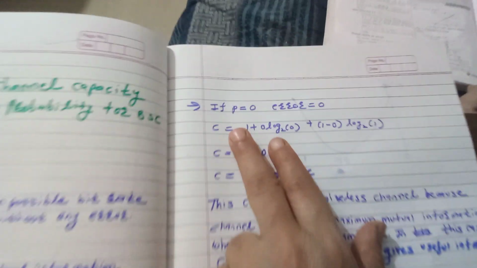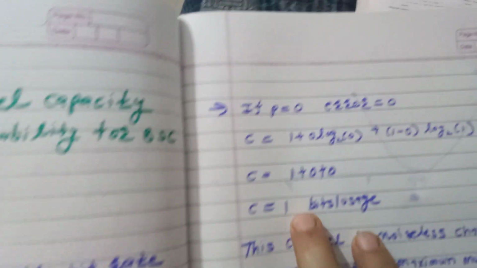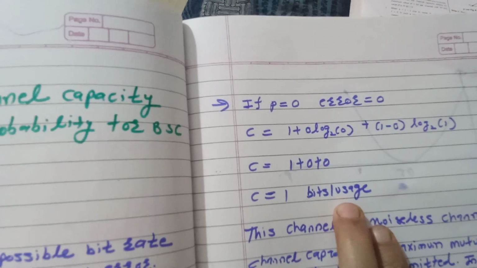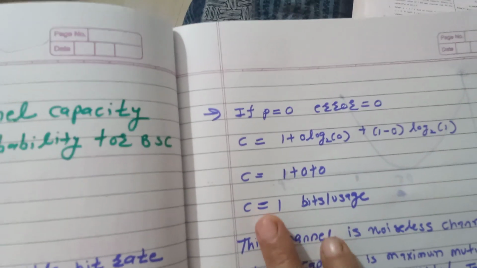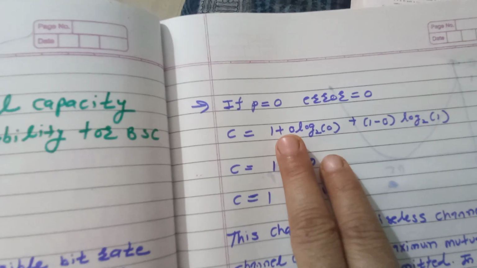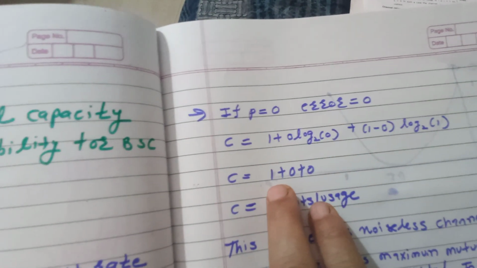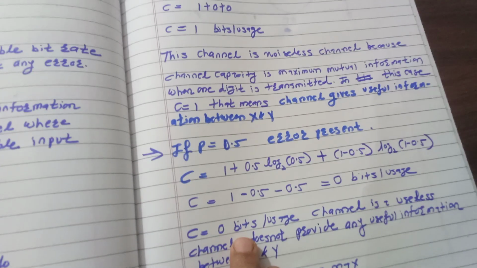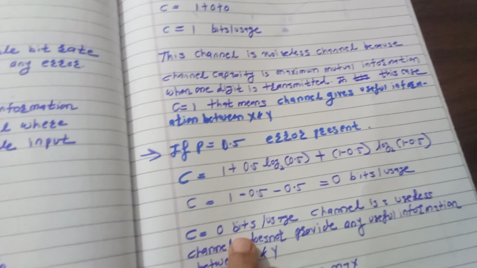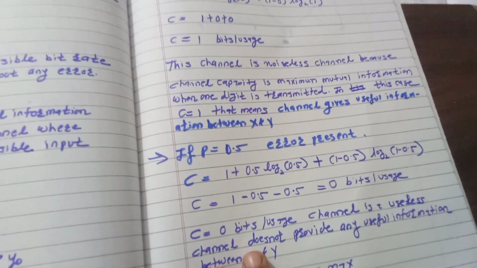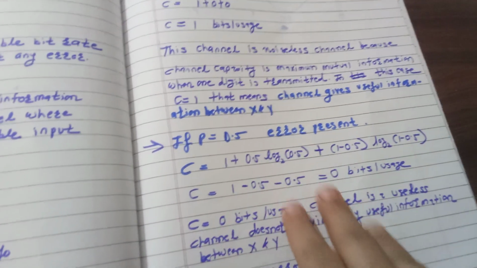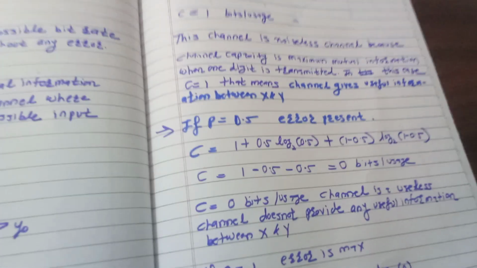In the first case, P equal to 0, channel capacity is maximum, that is 1 bit per usage. That means it is giving you the information. Again, capacity is equal to mutual information. So it is giving you information that if you have received 0, that means you have sent 0. If you have received 1, that means you have sent 1. If P equal to 0.5, in this case capacity is equal to 0. Capacity is nothing but the mutual information between X and Y. The channel is not giving any information between X and Y. That means if you see the output, you cannot say anything about the input.